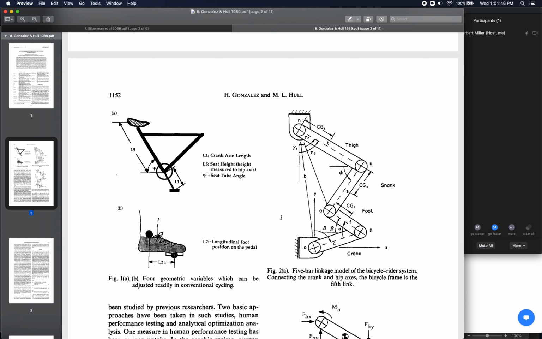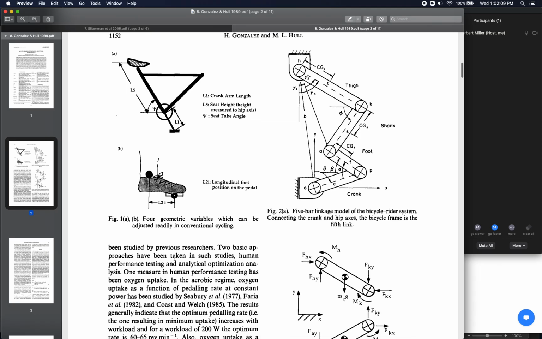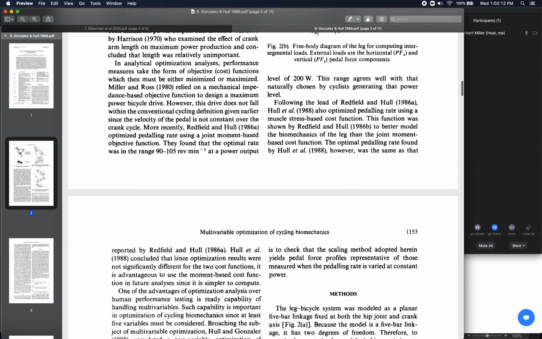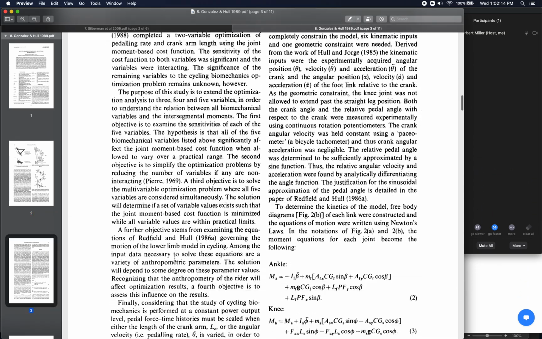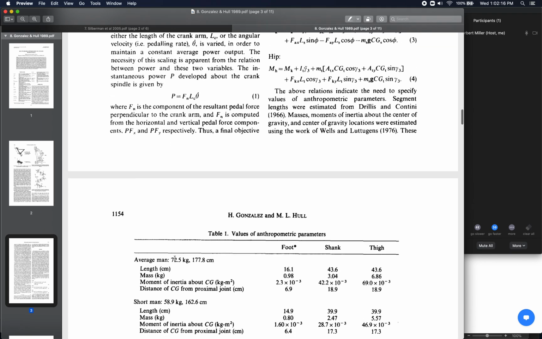What they optimized here was not just the control of those joints, influencing the torques on the joints, but also the geometry of the bike. In particular, they were optimizing the length of the crank, the height of the seat, the angle of the seat tube, which is this angle here of the piece leading up to the seat, and then also the position of the cleat on the foot. Okay? From this, they then determined the values of those parameters that minimized their objective function here.